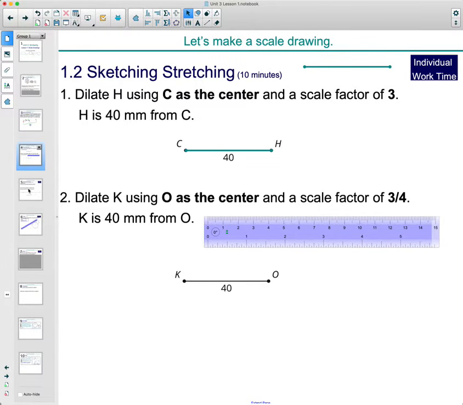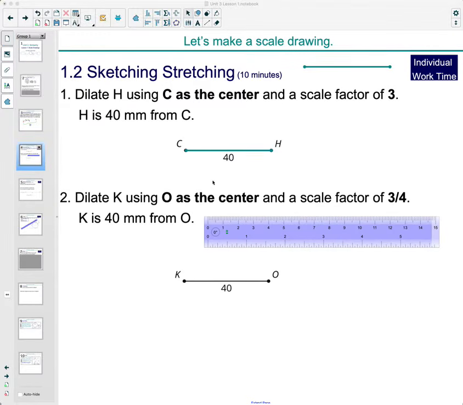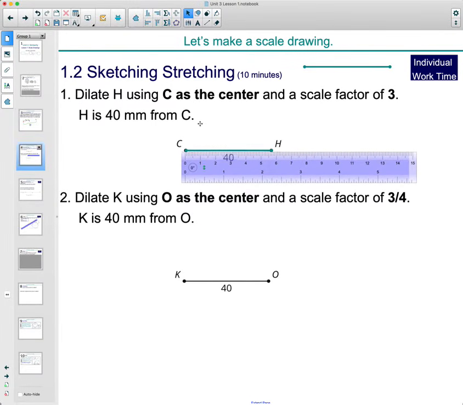So let's take a look at a couple of things now that you've done that. First of all, how did you get started? Hopefully you measured the original distance like I talked about, and actually figured this out on the ruler. This one looks like it's about 56, 57. I'm going to do 56 because it'll be easier for me to calculate for you. So this is actually 56 millimeters.